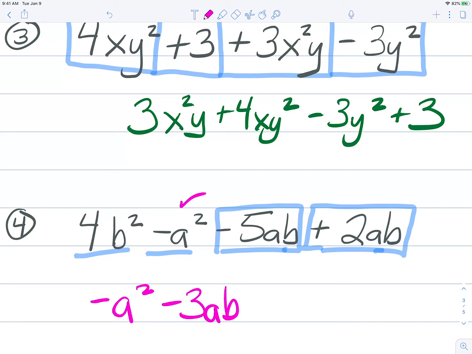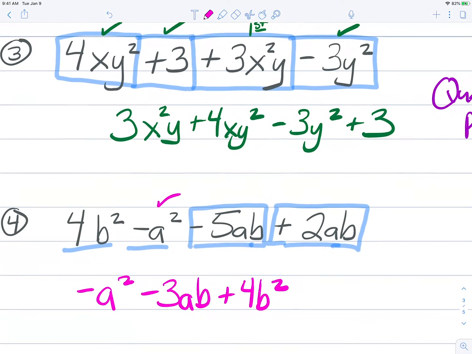ab's. We are not multiplying or dividing or having a power to a power. This is not an exponent rule. We just leave the variables alone and we say if we have negative 5 of them and then we have plus 2 of them, we have a total of minus 3 of them. The variables don't change. Last, we have a plus 4b squared because it doesn't have an a. We don't have a constant, so we don't have anything at the end.